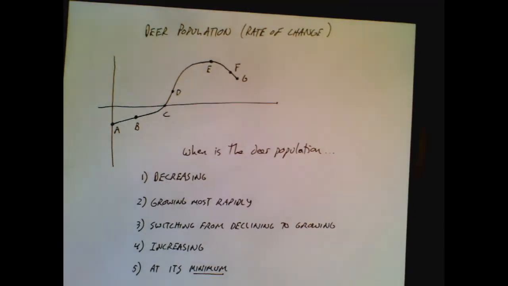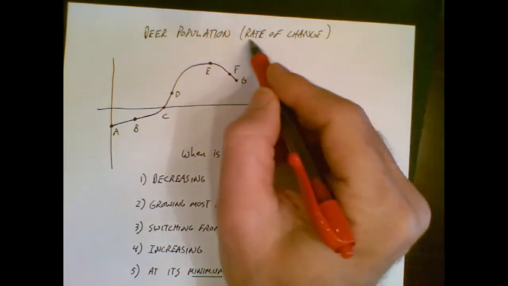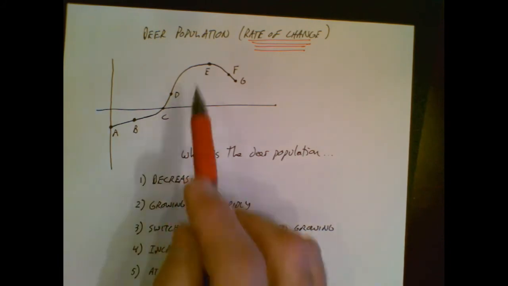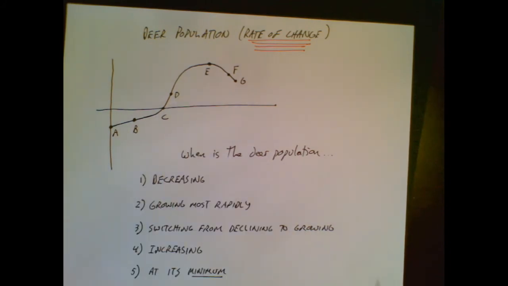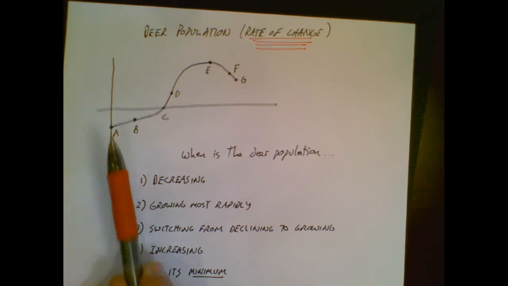All right, the title of this graph would be Deer Population Rate of Change. And that is the big deal right there. This is not a graph of the deer population. It's the graph of the rate of change. In fact, you would probably know it can't be the deer population because you can't have negative number of deer.